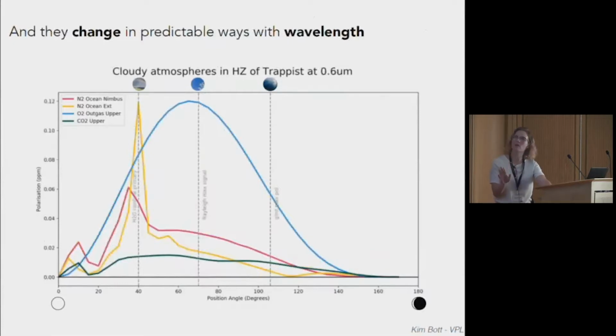And of course, they are going to change in wavelength in particular and predictable ways. So this is suggesting that this might be a useful technique to tell different basic anticipated planet archetypes apart.